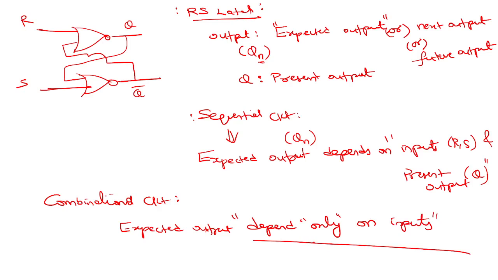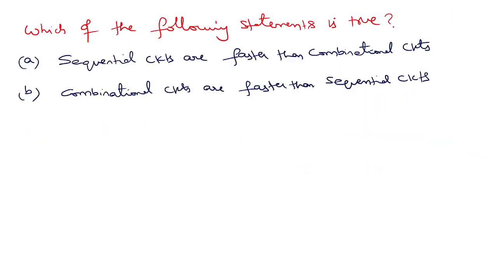Correct? So based on this, there was a GATE question. You can answer this. Okay, based on just a simple definition. Let me go back. So which of the following statements is true? Sequential circuits are faster than combinational circuits. Combinational circuits are faster than sequential circuits.